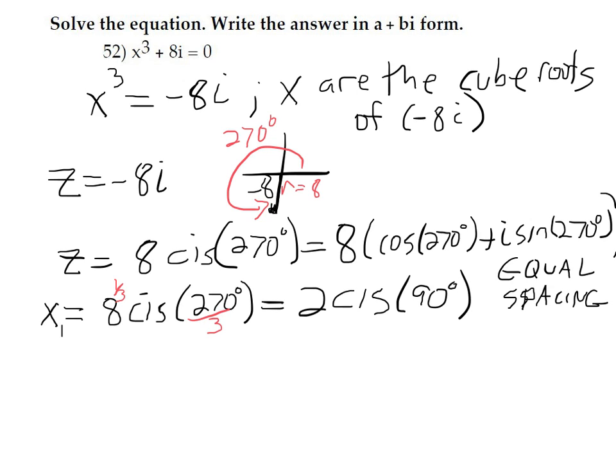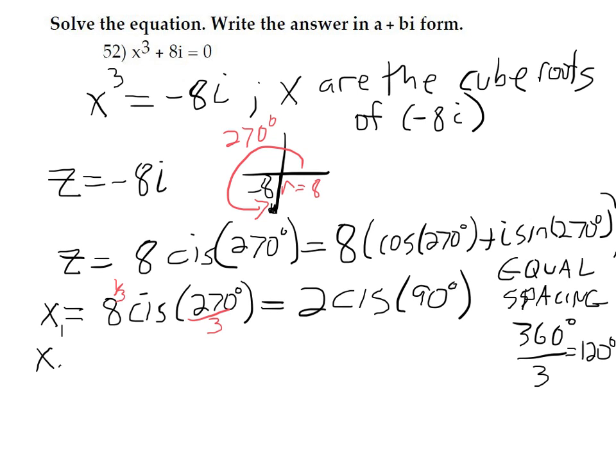Cube roots are equally spaced. Our first one's at 90 degrees. There are three of these because it's a cube root. If I do 360 degrees divided by 3, I get 120 degrees. They are spaced apart by 120 degrees.